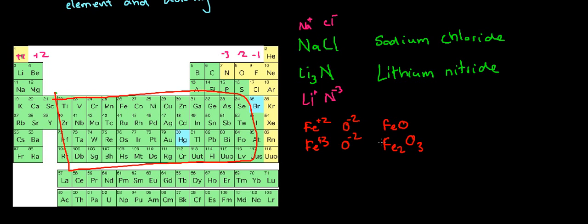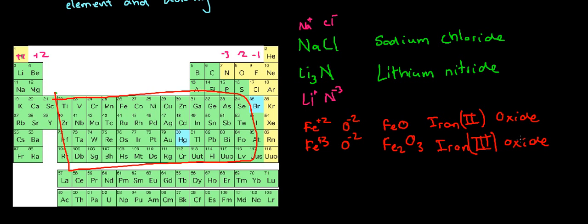So in order to distinguish transition metals, or any other type of cation that has different charges, we attach a Roman numeral to it. So this would be iron(II) oxide. And this would be iron(III) oxide. And that way people can tell if it's a +3 iron or a +2 iron. Otherwise, no one would be able to know.